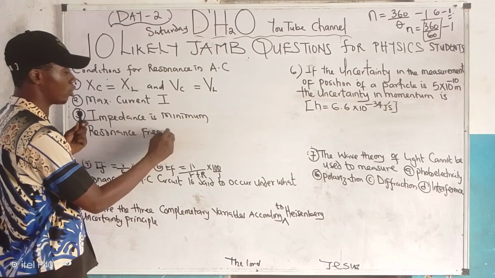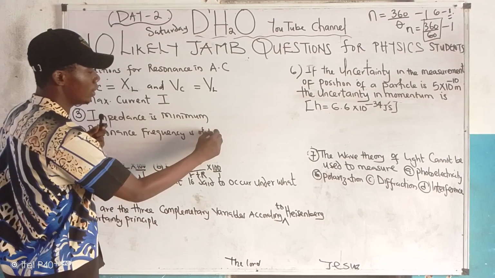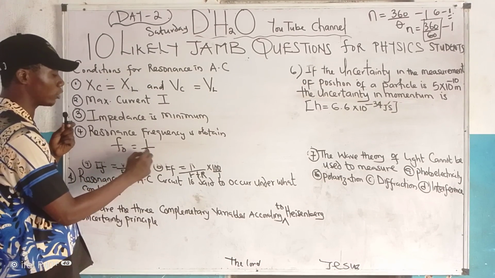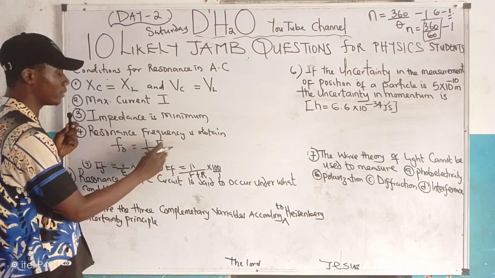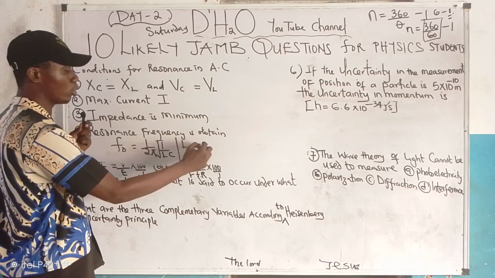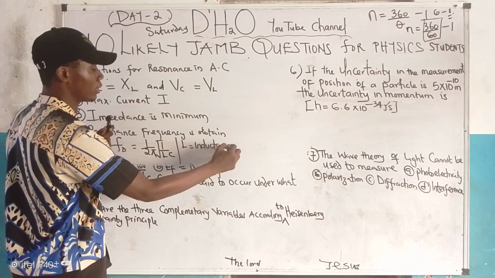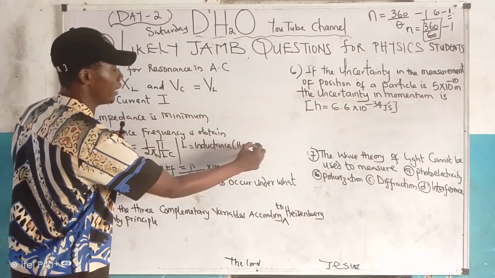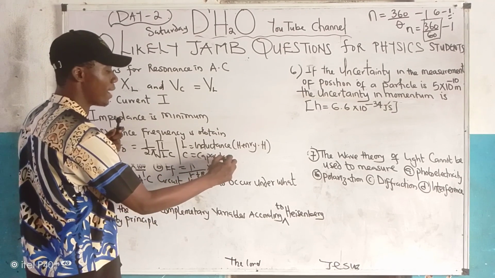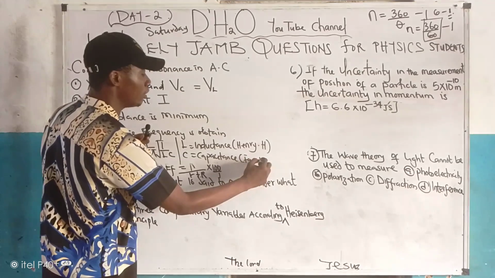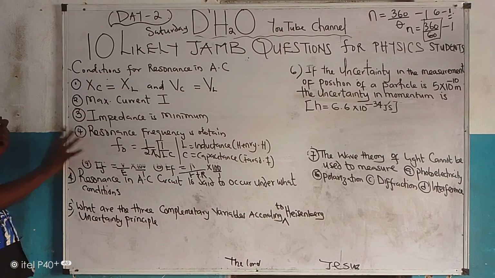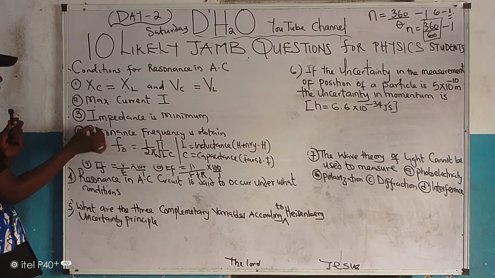Resonance frequency is obtained. And remember that at resonance frequency f naught, you have 1 over 2 pi square root of 1 over LC. L is known as your inductance, and inductance is measured in Henry, which is H. C is your capacitance. Your capacitance is measured in farad, which is F. Take note of that. So, conditions for resonance to occur are given below. 1, 2, 3, and 4.